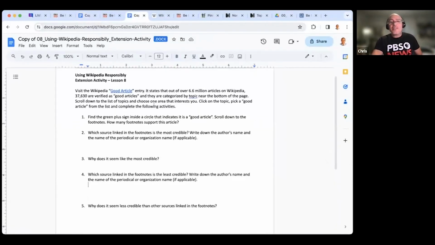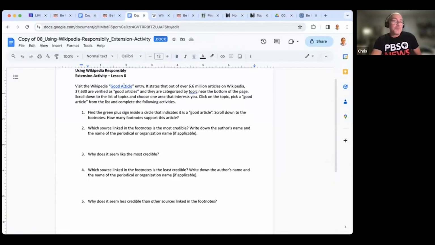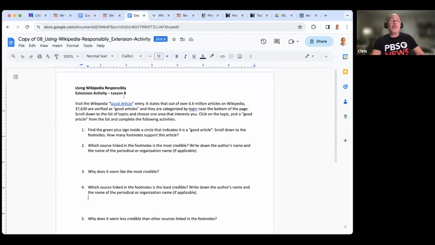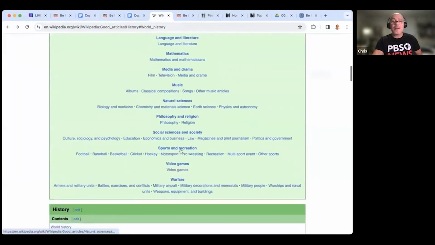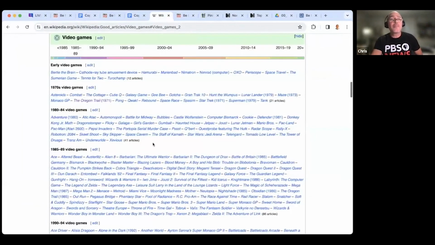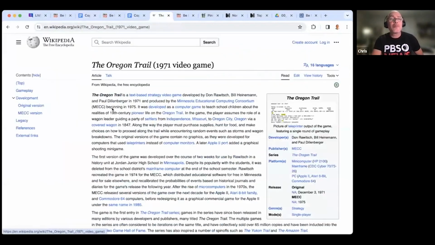The extension activity in this particular lesson, visit Wikipedia, and we talk about good articles. So the good article history, they come down, they pick a topic. You know, if I were a kid, I'd pick video games. And who doesn't remember playing the Oregon Trail?